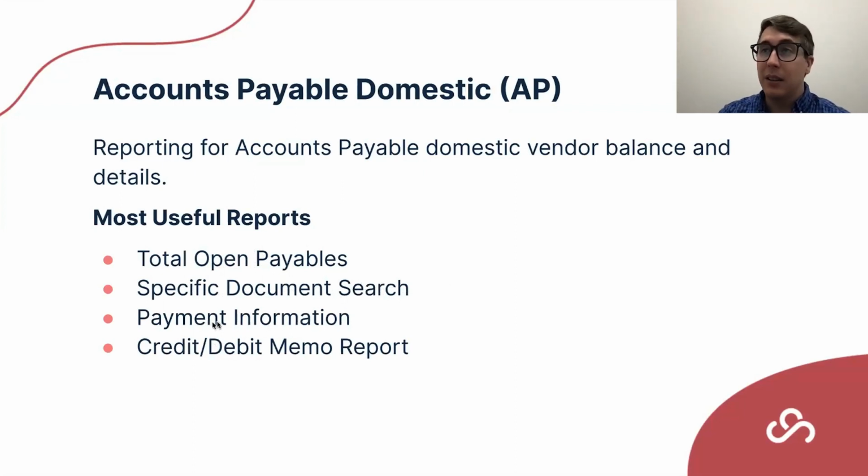For checks and check lines, that's where you get into the payment information part of accounts payable domestic. And then credit debit memo report, this is where you can research deductions specifically. So if you see a deduction on a check line, take that document number, go to credit debit memo report, and then you can research that specific deduction and get more details about, okay, what PO was it related to? Maybe what invoice was it related to? Perhaps what are the items that are being affected by this deduction? So that's where you can get some more of that detail.